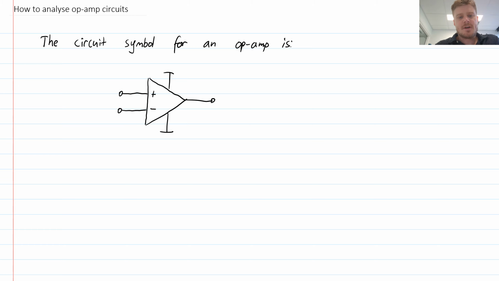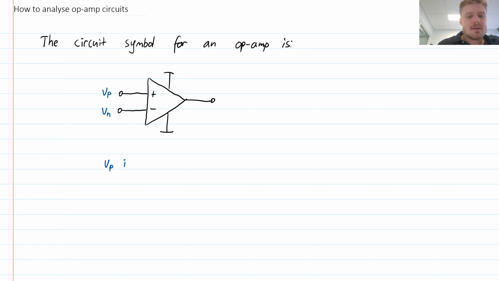An op-amp has 5 pins. So there's a positive power supply, a negative power supply, so we have 2 power supply pins. We have 2 input pins, and we have a single output pin. So the terminology on these is that we have a voltage, VP and VN.